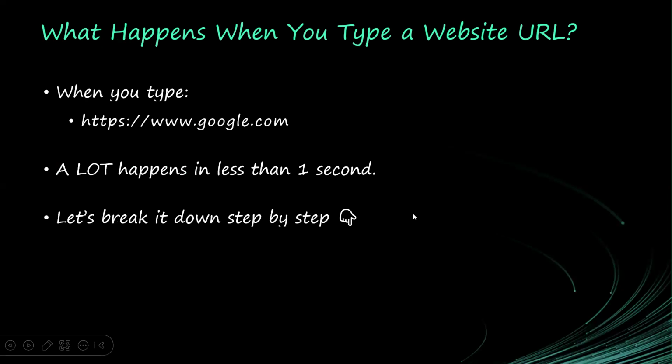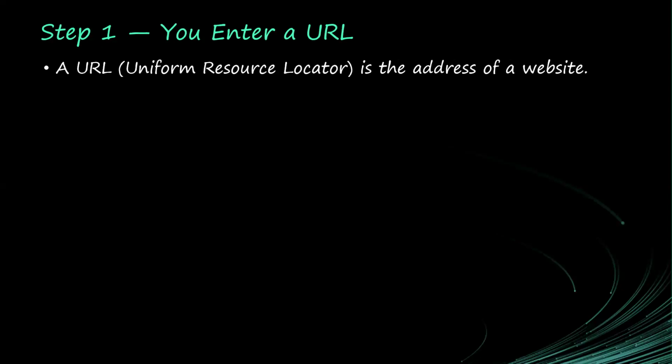First of all, let's break it down step by step. When you enter a URL, it is called a uniform resource locator. Okay, a uniform resource locator is like a unique address for anything you want to access on the web: images, HTML files, whatever it is. Okay, they are called resources. All those things that you are accessing from the internet are called resources, and they have unique addresses.